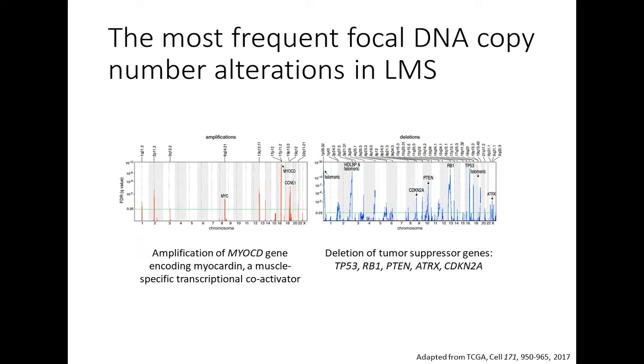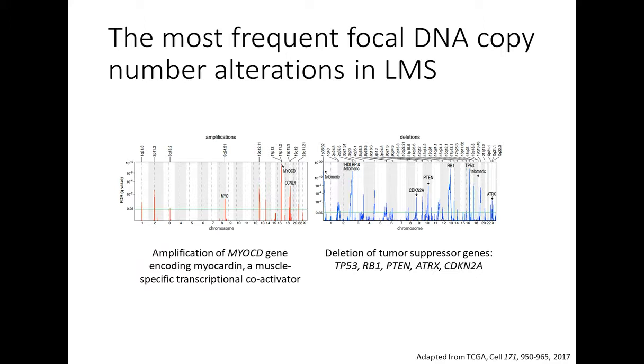The most frequent DNA copy number losses in leiomyosarcoma affect multiple tumor suppressor genes like p53, RB1, PTEN, ATRX, or CDKN2A. On the other hand, the most frequent copy number gains result in amplification of the MYOCD gene that encodes myocardin, a muscle-specific transcriptional coactivator.